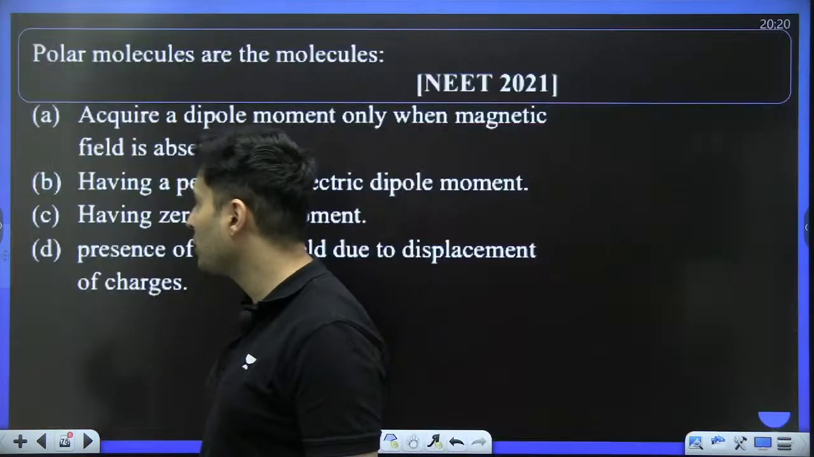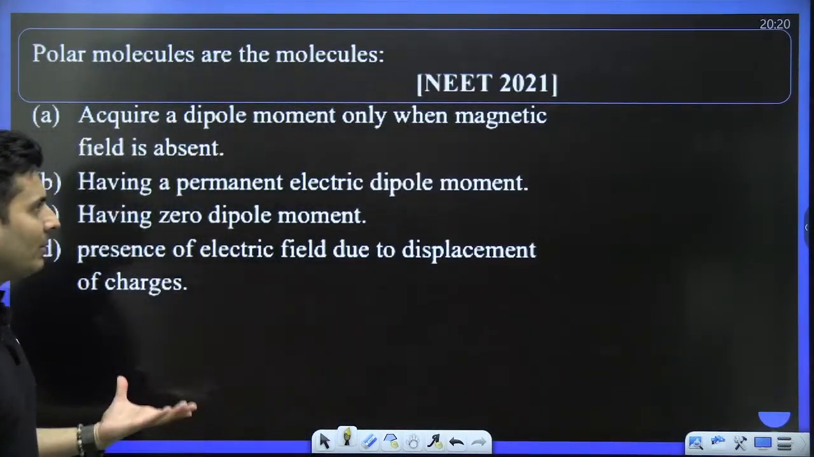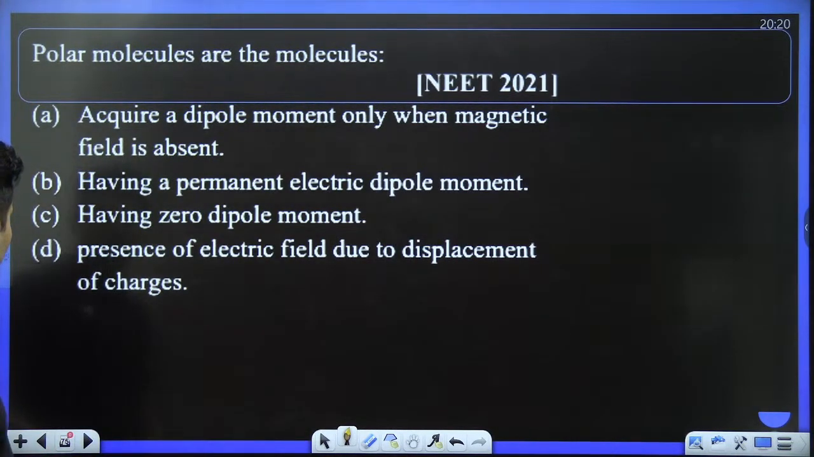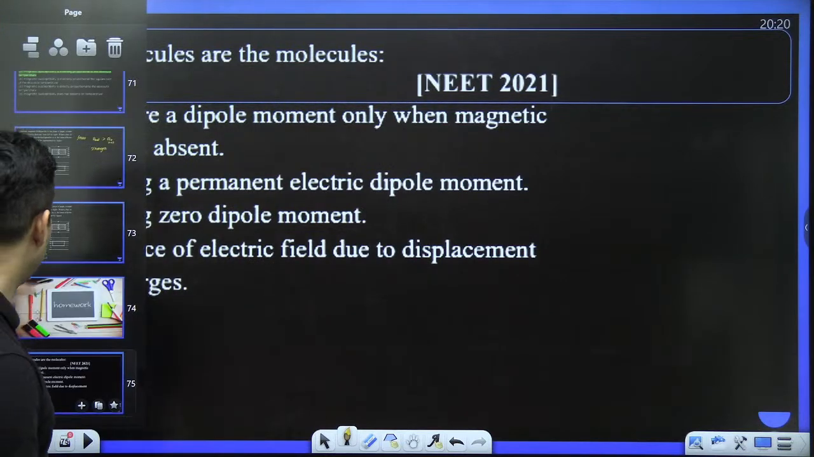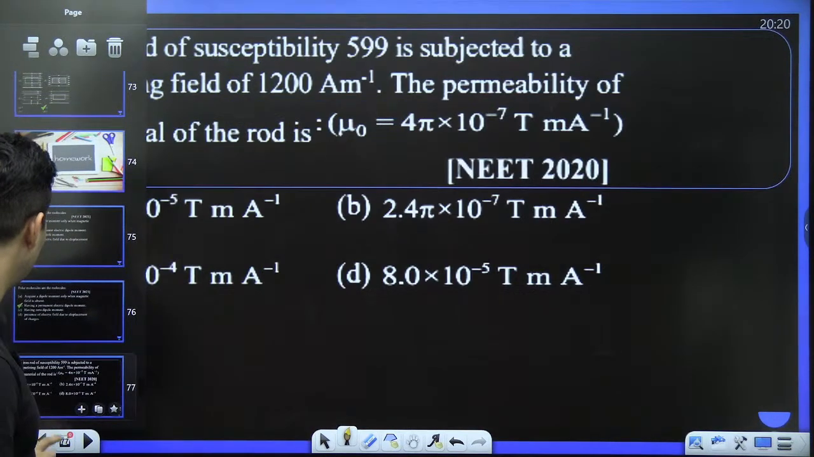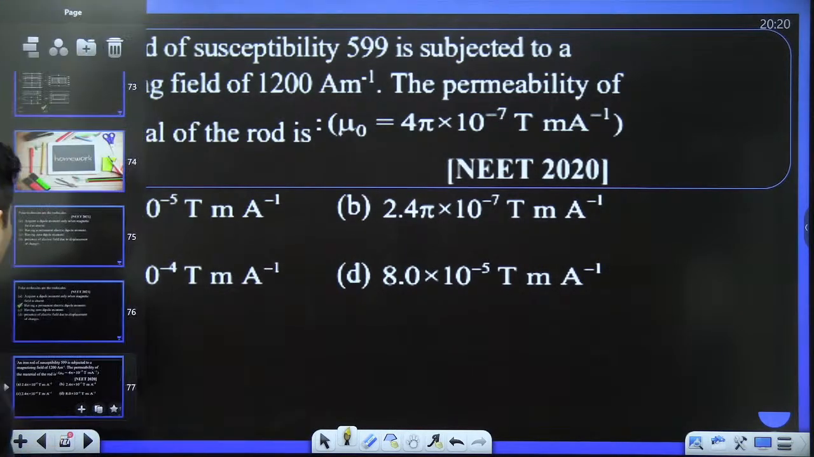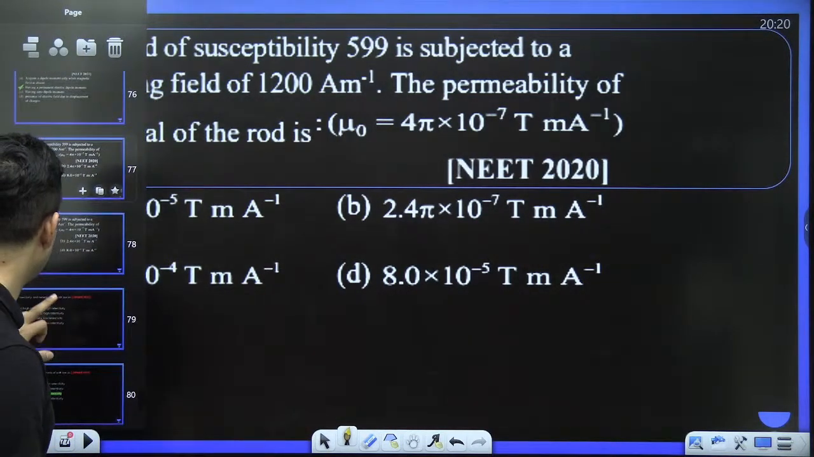I have kept some homework questions for all of you. All of them are PYQs for you to practice. This is your first PYQ. Take a screenshot of it. Try to solve it after the class and paste the answers in the comment section after the class is over. This is your second question. This was asked in NEET 2020. All these are PYQs. I'm pretty sure you will be able to crack it, guys.